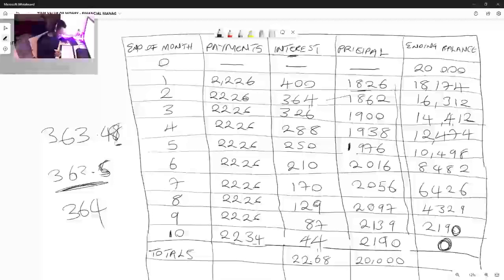So when we add the total for our interest amounts, we're going to have 2,268. That's for our interest. And then we are also going to have to sum up our payments, right?